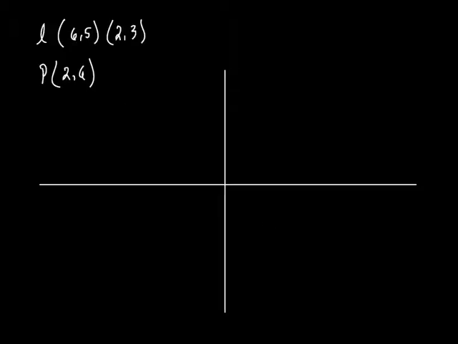So this is (6, 5). Let's do this in another color. Let's go yellow this time. (6, 5). 1, 2, 3, 4, 5, 6. 1, 2, 3, 4, 5. Okay, so it doesn't look exactly perfect, but it's good enough. That's (6, 5) right there. And then (2, 3) would be about right here. (2, 3). All right, that's line L, isn't it?